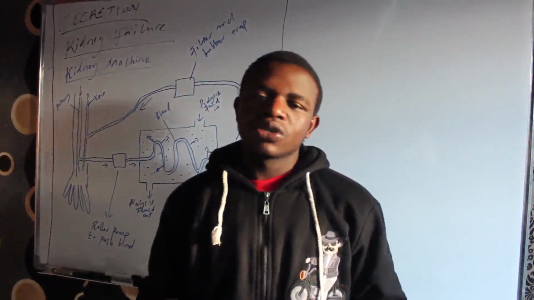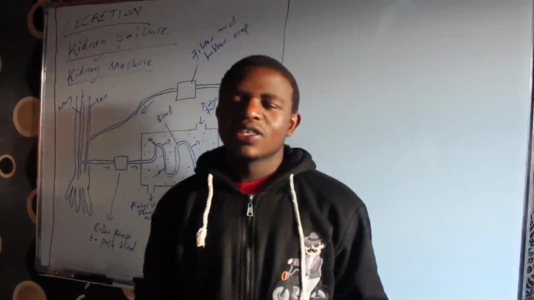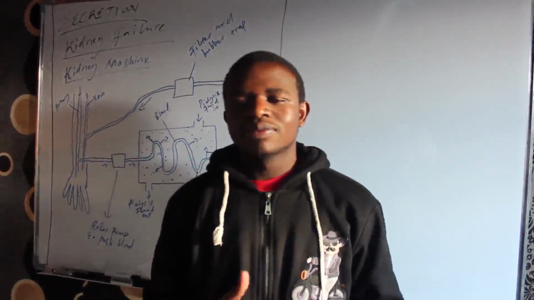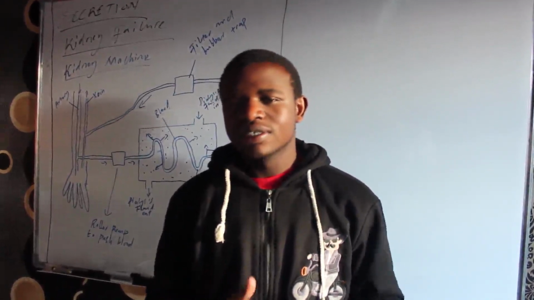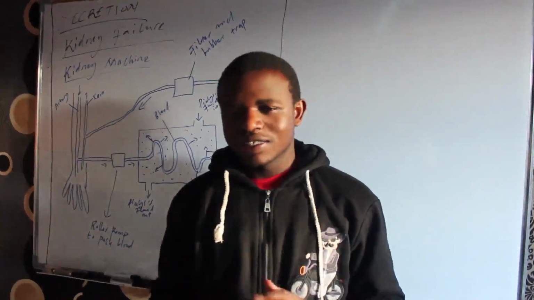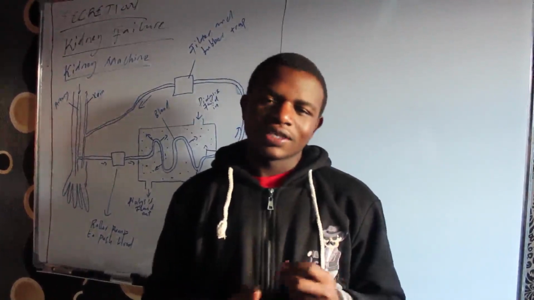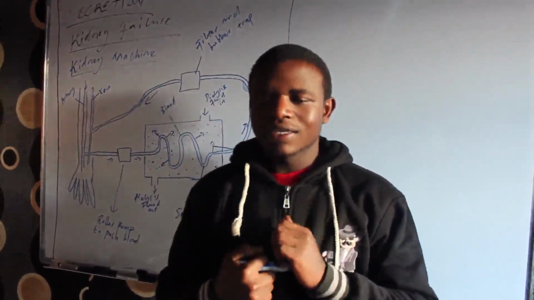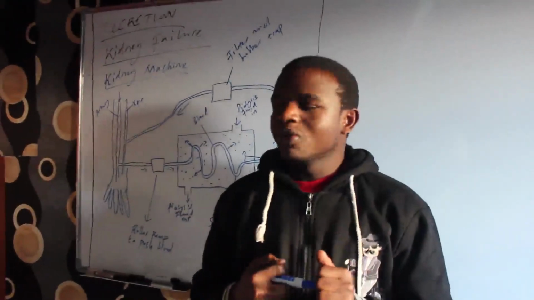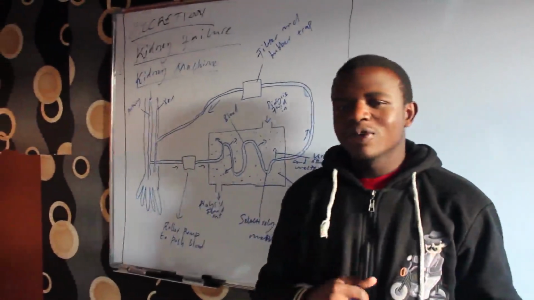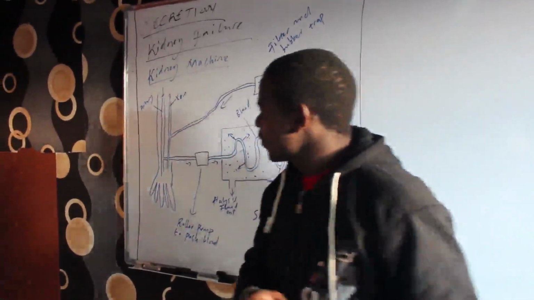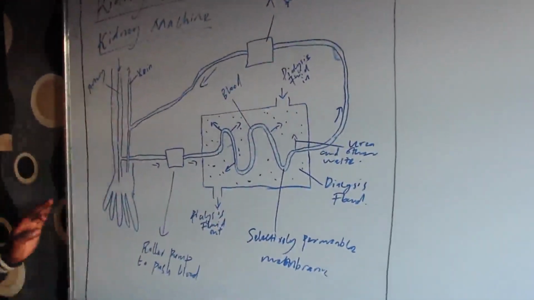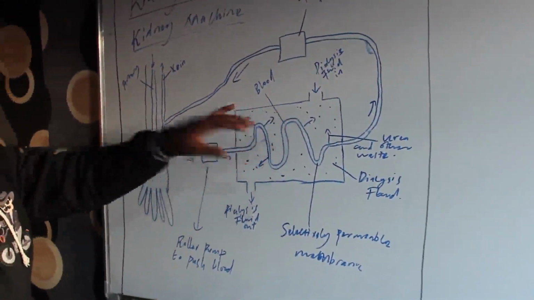So the first thing that we're going to talk about is the kidney machine. The kidney machine is also referred to as the dialysis machine. So we are going to look at the process of the kidney machine, the processes that occur. As you can see, this is the arm and we have the machine here.